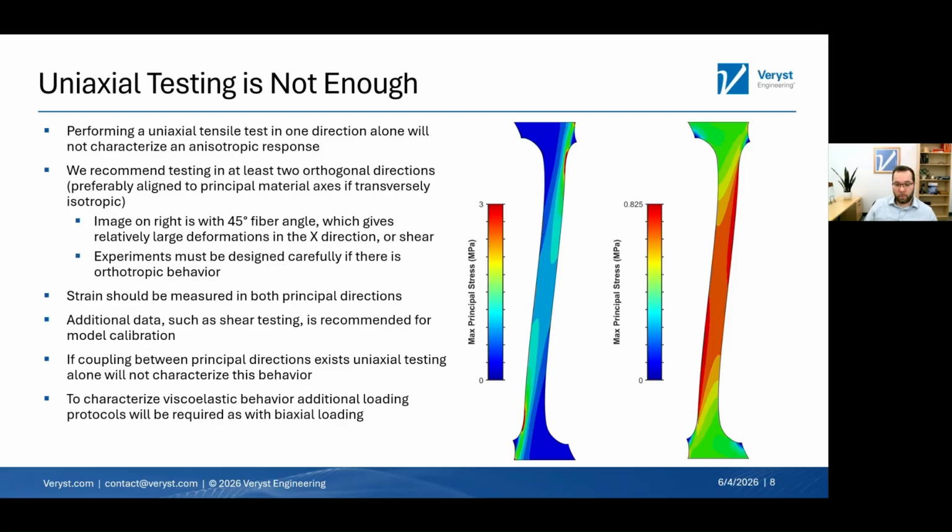And if coupling between principal directions exists, you cannot use uniaxial testing alone. It's worth having in there if you have the time and material to do it, but really you need some form of biaxial testing to capture that coupling. And also, this extends to viscoelastic behavior in that you cannot just use a single quasi-static test. You have to perform testing at multiple strain rates and preferably cyclic loading as well.